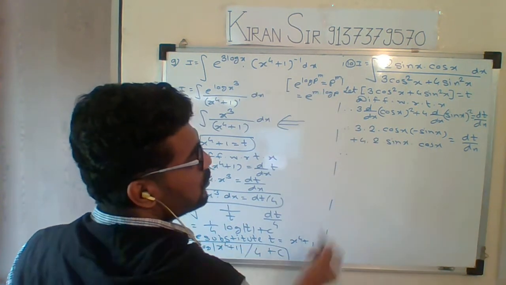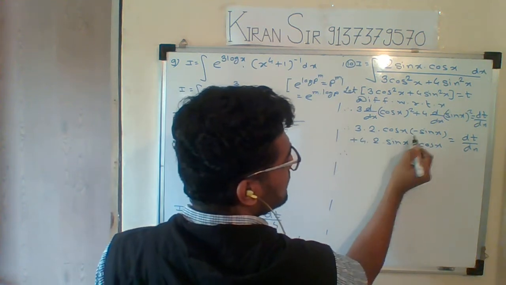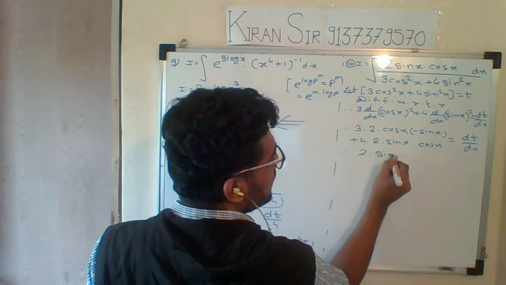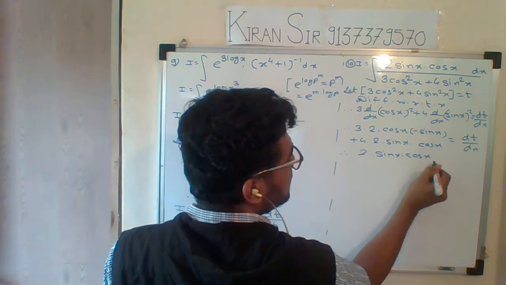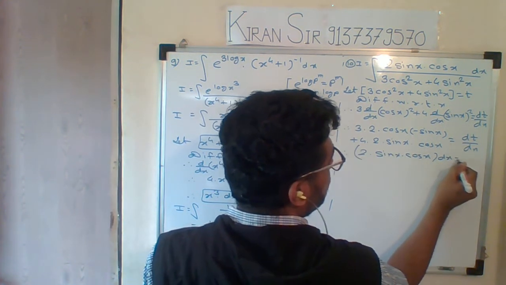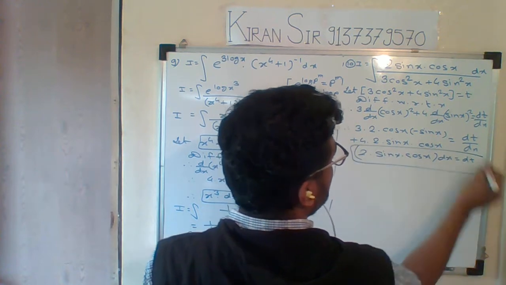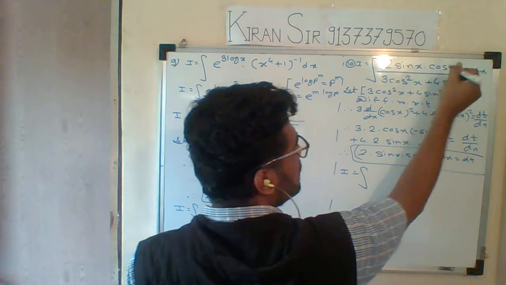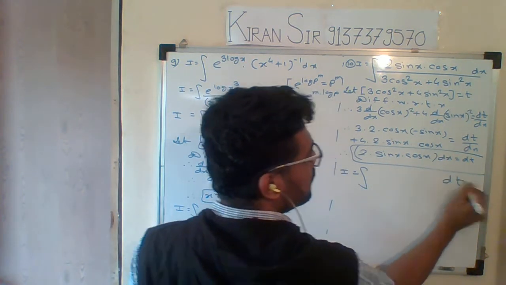3 into 6, 4 into 8. So 3 into 6 with minus sign, 4 into 8 with positive sign. 8 minus 6 is what? 2 sin x into cos x. It means you can see that I got the upper term, which is the numerator. Convert the entire numerical in terms of t. So 2 sin x into cos x dx is the simplified term dt.